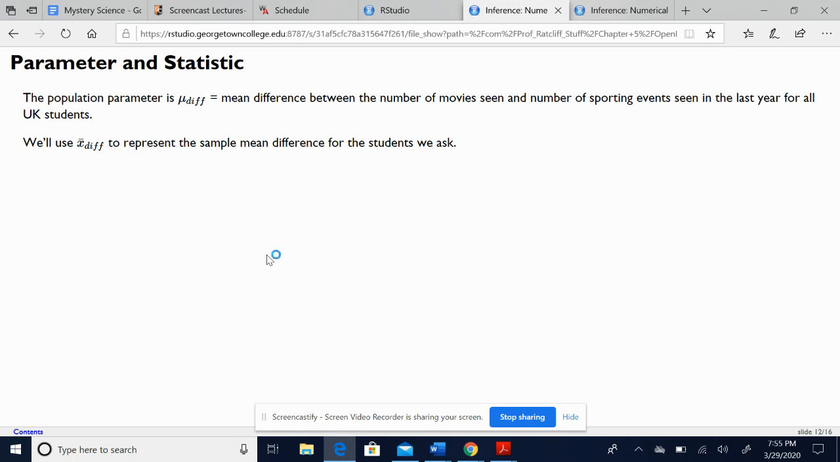That's the mean difference between the number of movies and the number of sporting events seen in the last year for all UK students. If we wanted to know that, we would take a sample of UK students, ask them the number of movies, ask them the number of sporting events, do the subtraction, and find the mean of that difference, and that would be our X bar diff. Hopefully it would look very much like mu diff for the entire population of UK students.